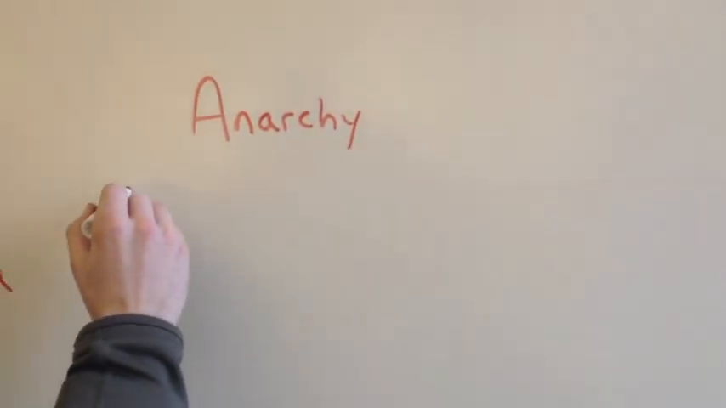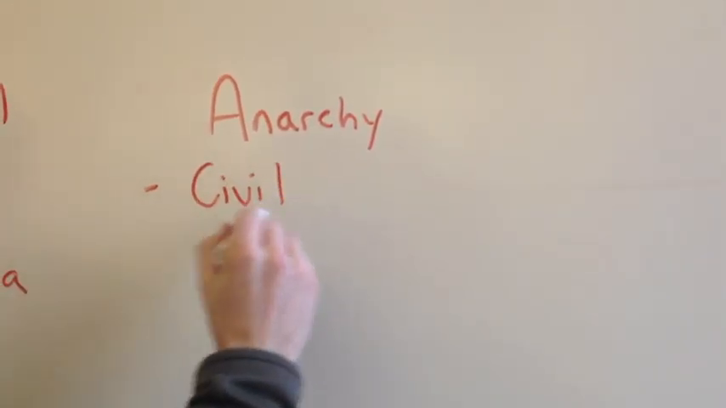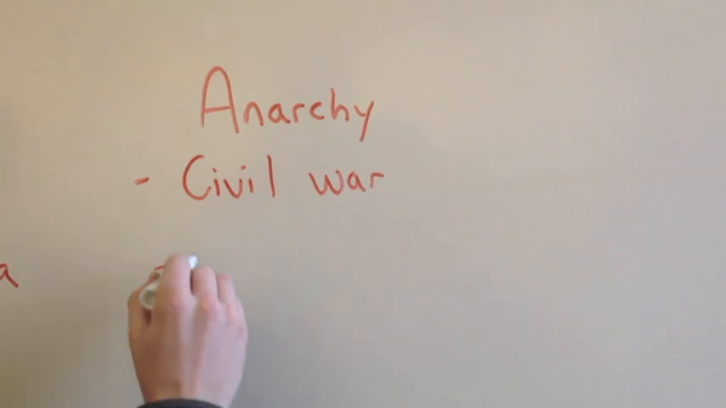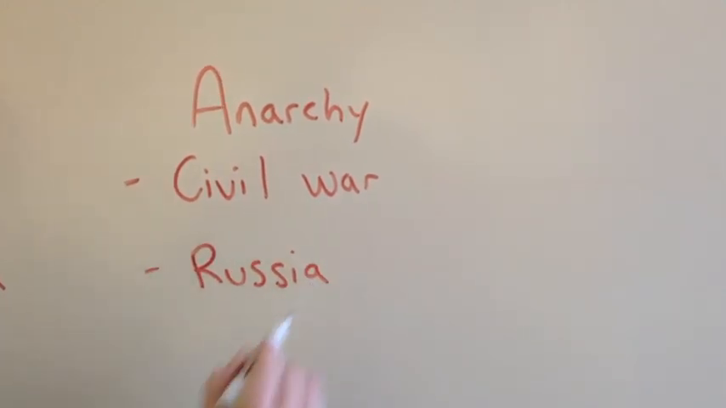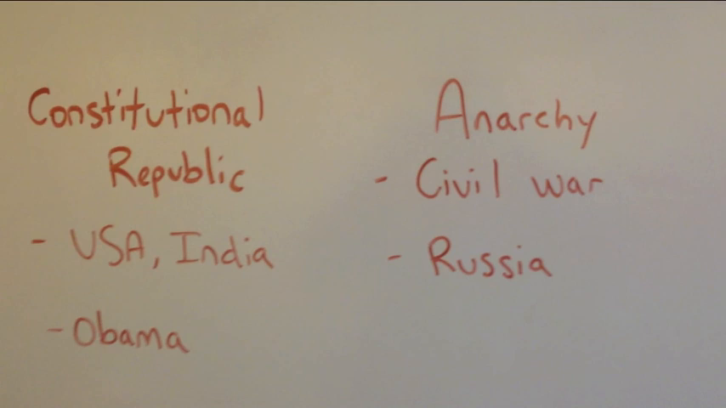An anarchy is a situation when there really is no government. This can happen after a civil war in a country, when a government has been destroyed and rival groups are fighting to take its place. An example of a leader is Mikhail Bakunin, and an example of a country is Afghanistan.